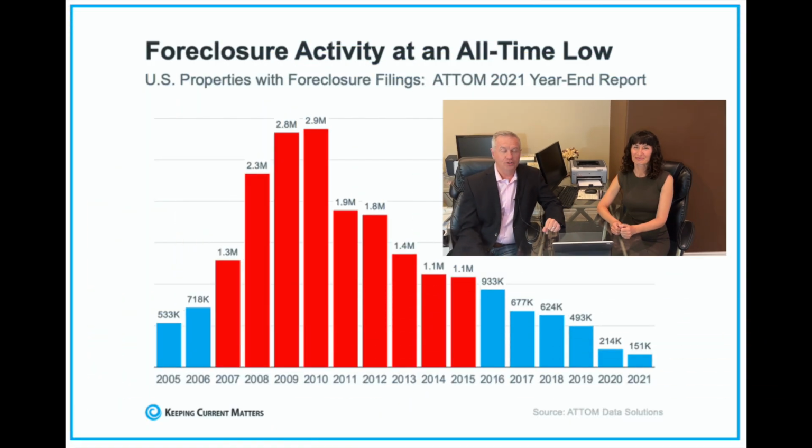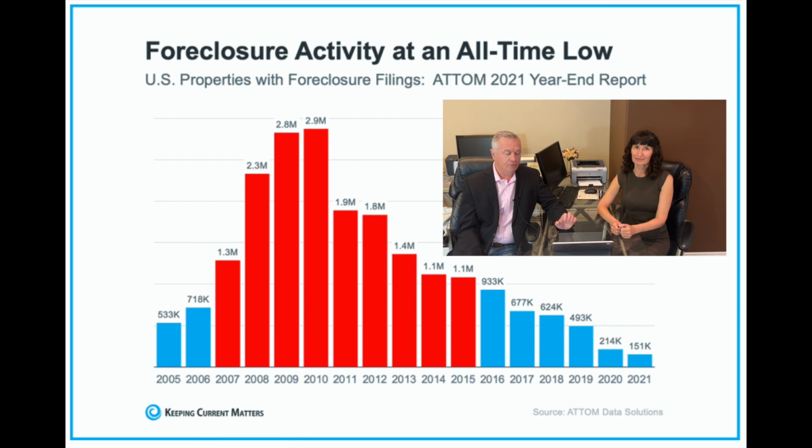It shows that foreclosure activity is at an all-time low. Now, what this slide shows is the total number of foreclosure filings by year. So anything in blue is under 1 million and anything in red is over 1 million. Now, if you look at 2005 and 6, you can see they were rising. And then all of a sudden, 2007 through 15, there was over 1 million a year.